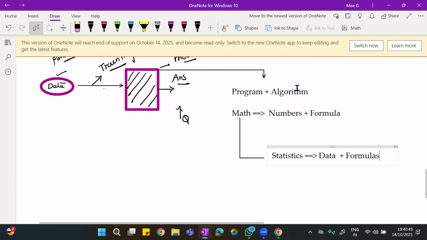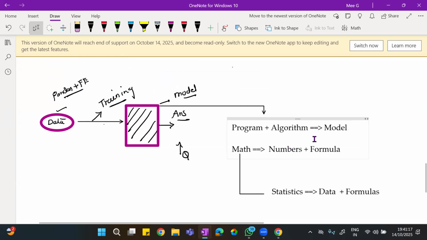Now, the beauty of the algorithm is, once you give anything to the program with the algorithm, which we call the model over here, it can remember things. It will remember all the things, whatever we did. That is what is called a model. You will hear this term model in any AI video, wherever you go.